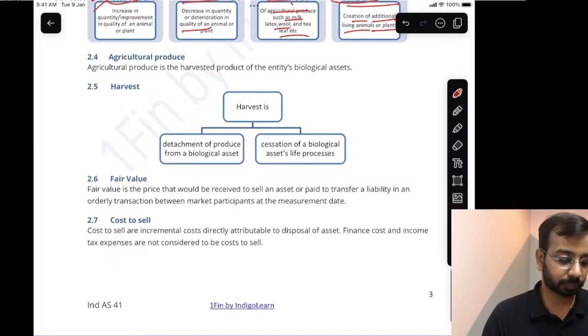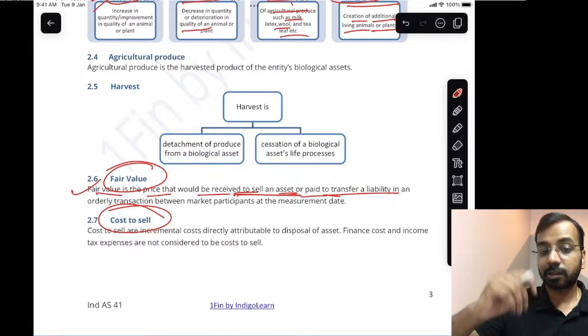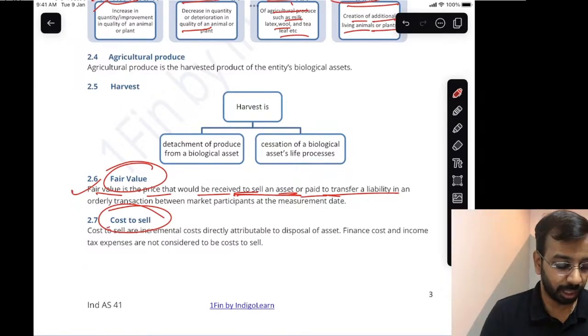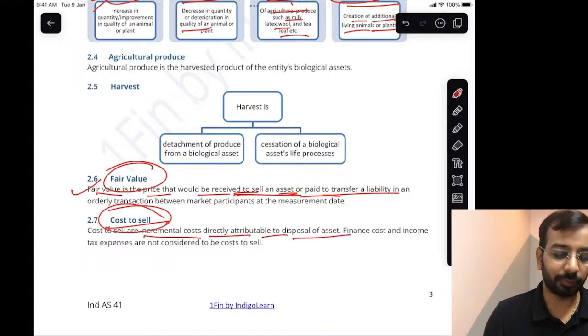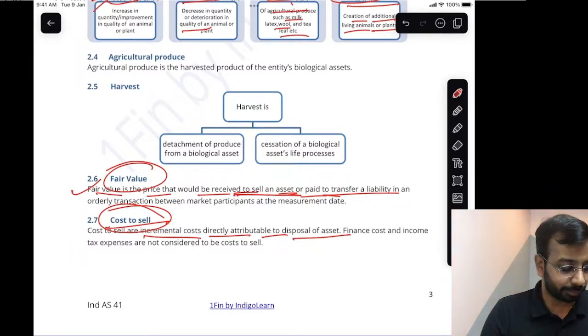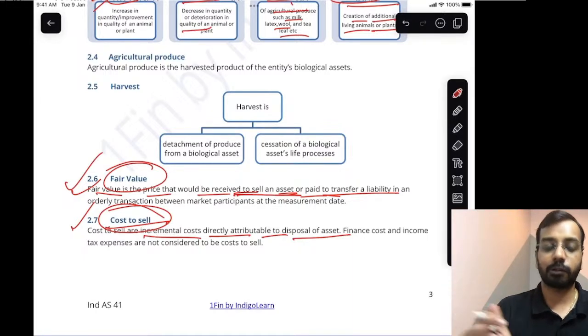Now, most important for us is fair value and cost to sell. Fair value is the price that will be received to sell an asset or paid to transfer a liability. For us, it is only an asset. So when we sell an asset, what is the value that we will realize? That is called fair value. And cost to sell is the incremental cost directly attributable to disposal of the asset. Now, whether a calf is born or whether a calf is purchased, you will measure at fair value less cost to sell. And at the balance sheet date, fair value less cost to sell.